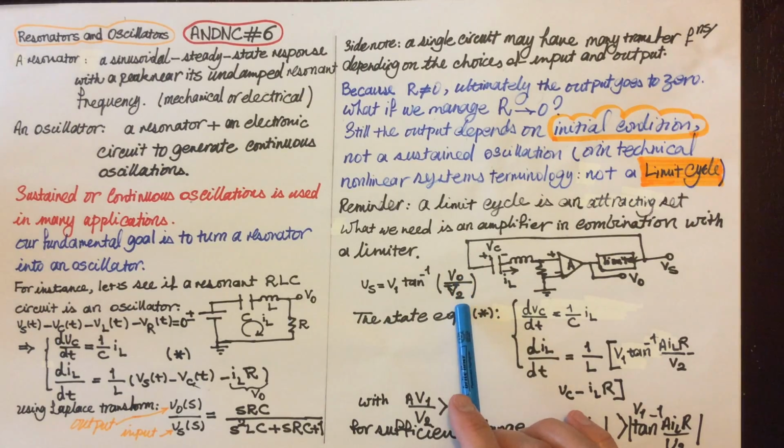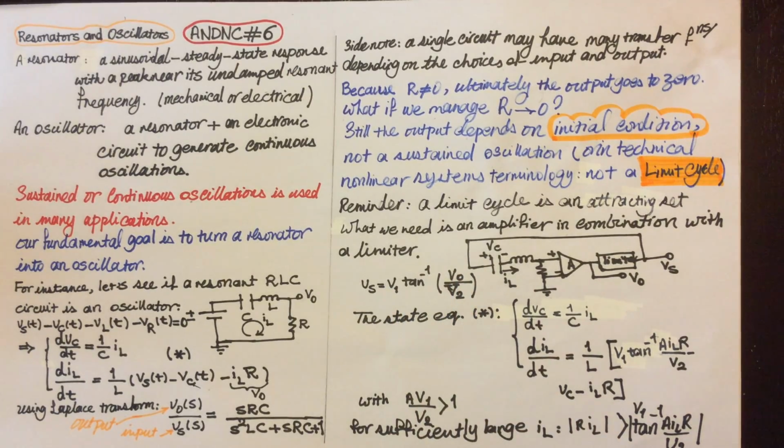tan inverse V0 over V2. And these are the constant parameters that we set depending on the parameters of the system. If we do that with this condition, A V1 over V2 larger than 1, then the linear approximation of this term is going to be A I_L R over V2, right? So this term would be larger than this term, and this is what we're looking for.